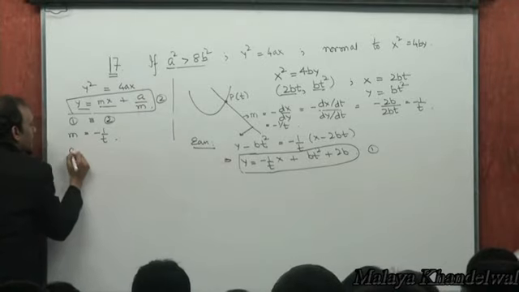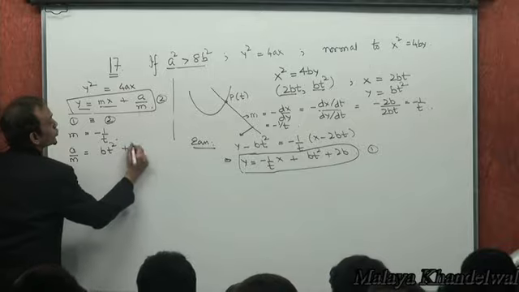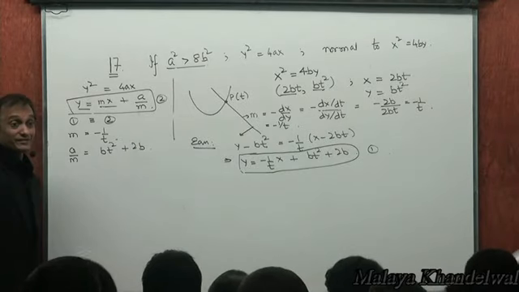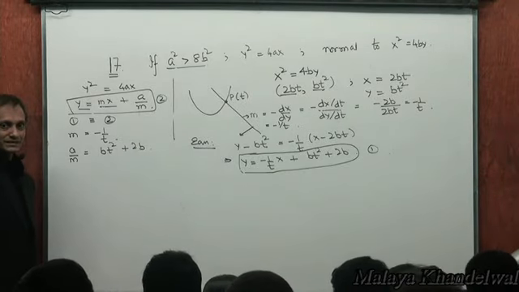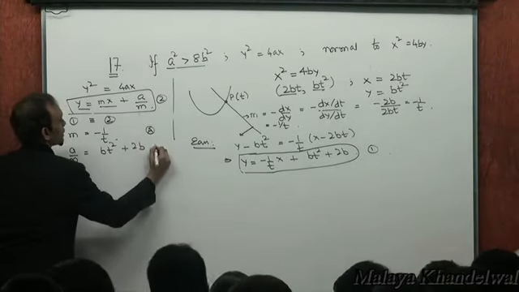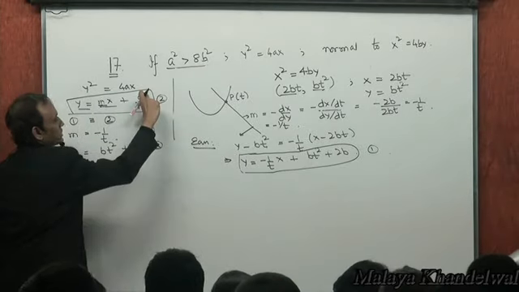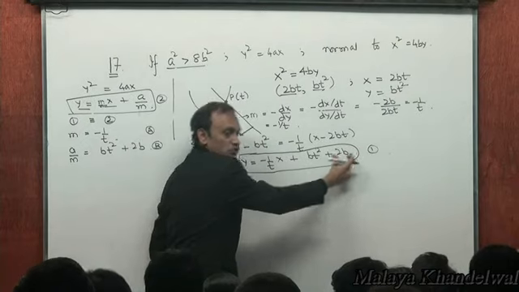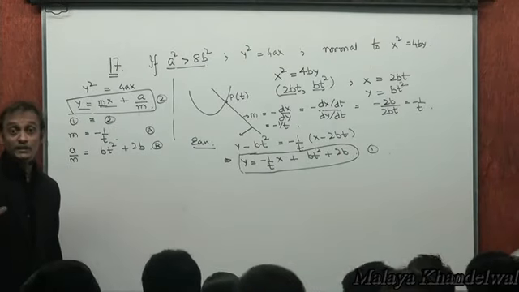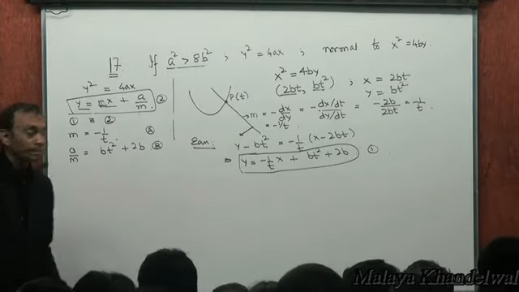And a by m would be equal to bt squared plus 2b, and t must be real. This is condition A, condition B, right? m is minus 1 by t, the constant term a by m equals bt squared plus 2b. Then the two lines would be identical. The tangent there would be a normal there, right?